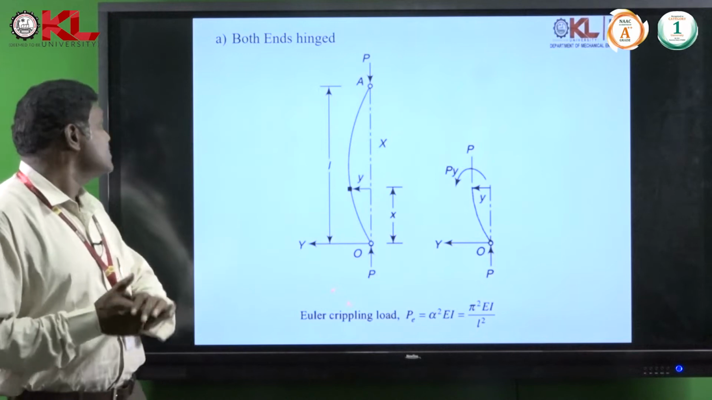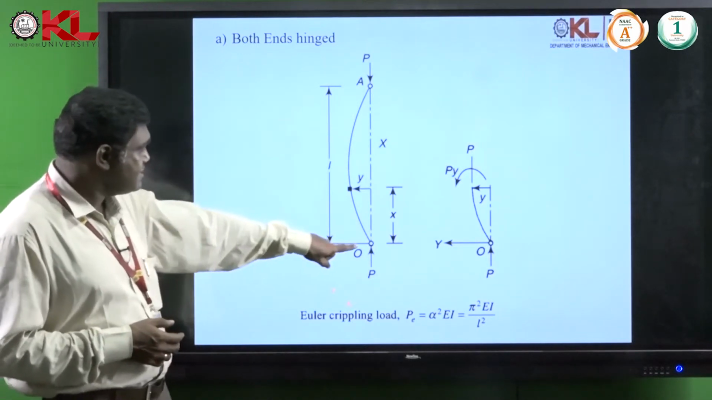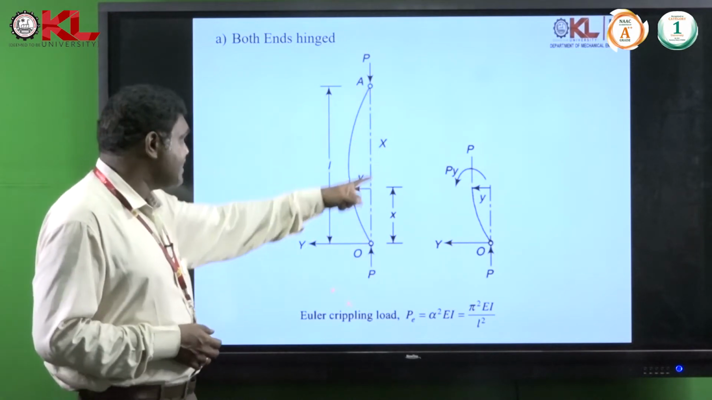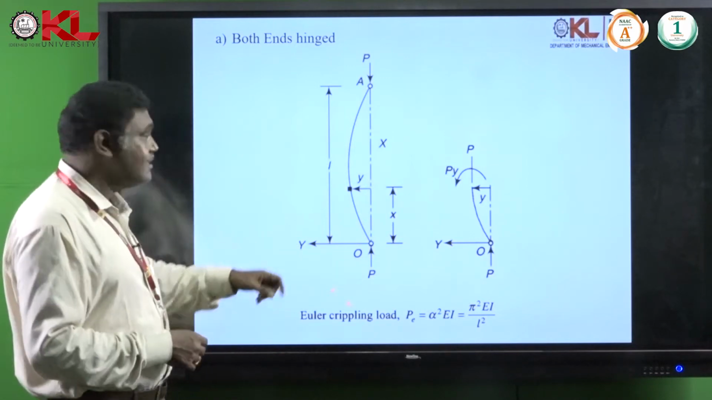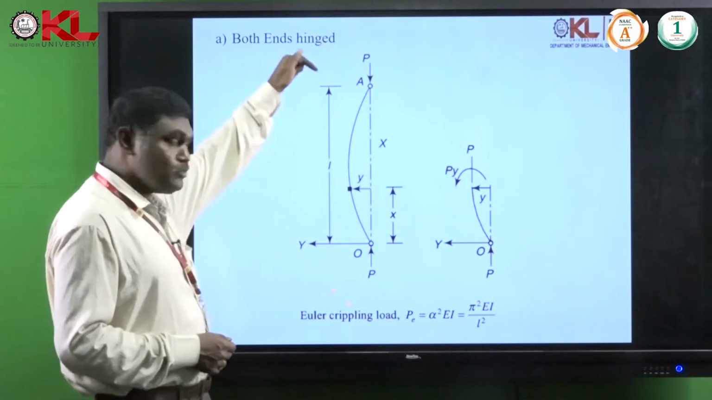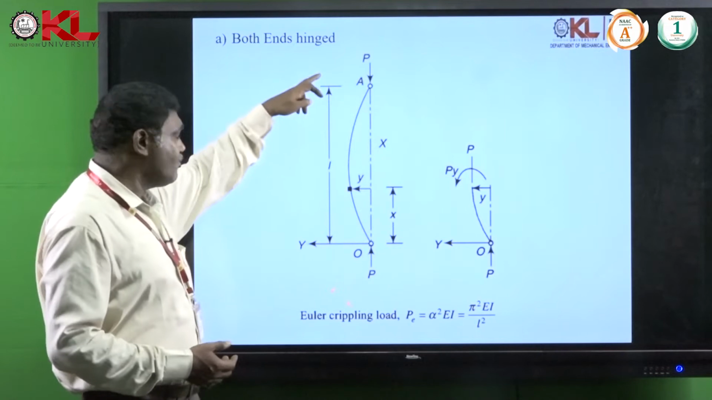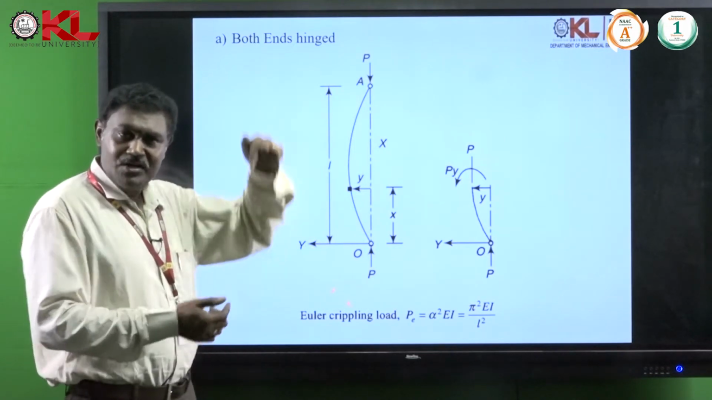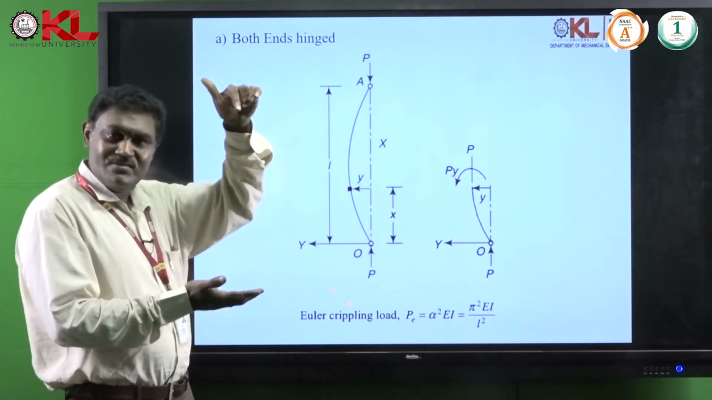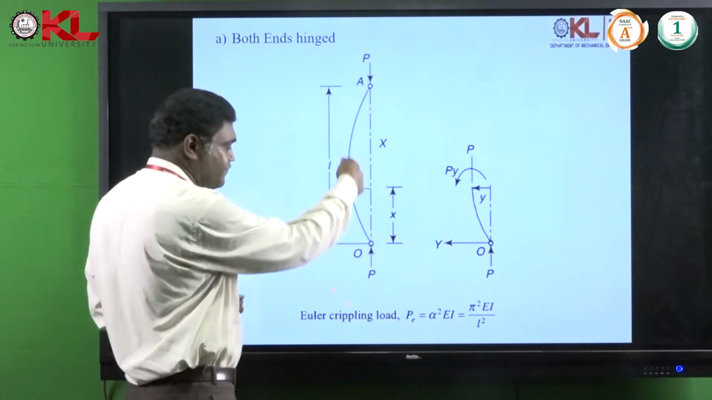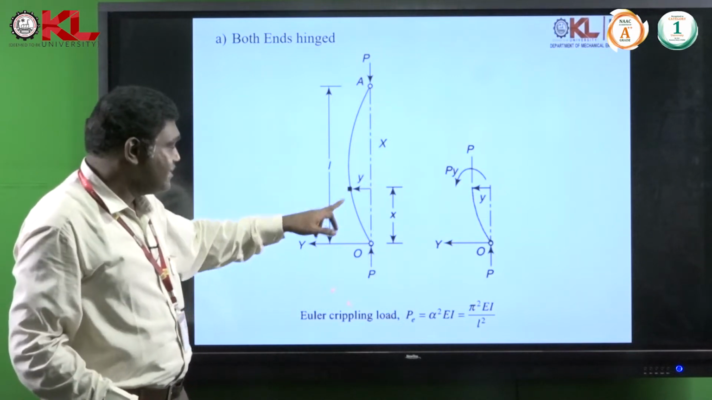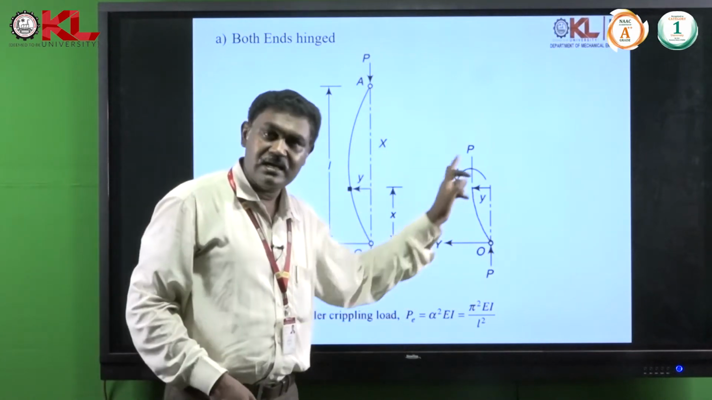Now, let us see the first case, both ends hinged. You can observe here that these two points are the hinged points. This is the axis of the column, this is the line diagram. You can see that the load P is acting along this axis. Let us assume that the length of the column is L. Due to this load, instead of compressing, because the length is large, it will try to buckle. This is the shape of the column, and the buckling will take place here. Now you can see the free body diagram of the same.